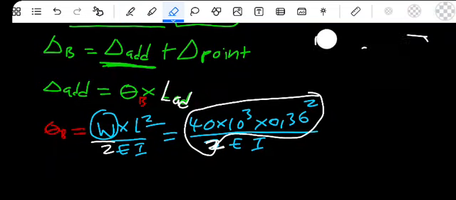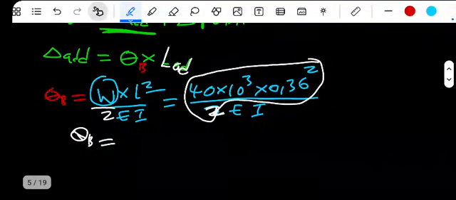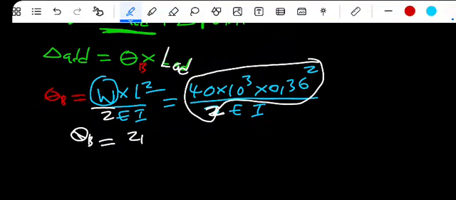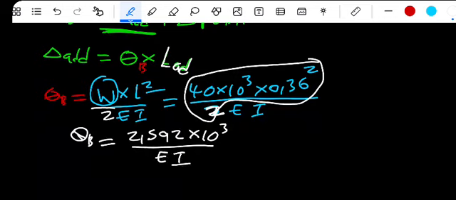After we've punched that, this deflection at B would be 2,592 times 10 to the positive 3 divided by EI. All right, this is simply just this.